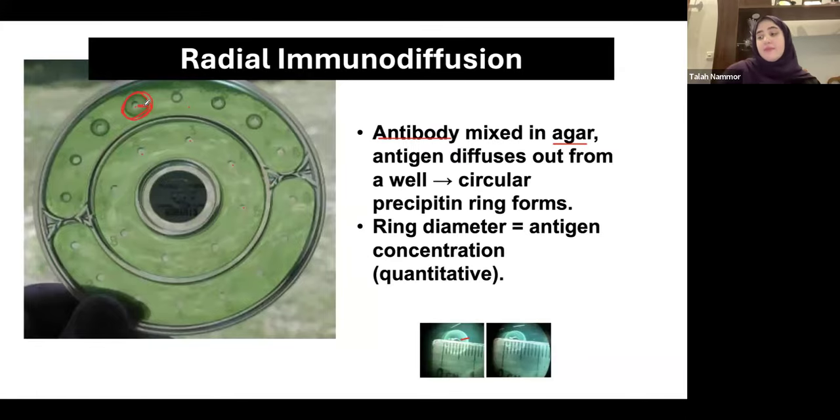With all respect to the immunology, it's nothing concrete, but it's just something you need to know. You just need to know the concept. The concept is, this is used to check antigen concentration. How do we know the antigen concentration? From the ring diameter. Clear? I hope I'm not confusing you guys even more.